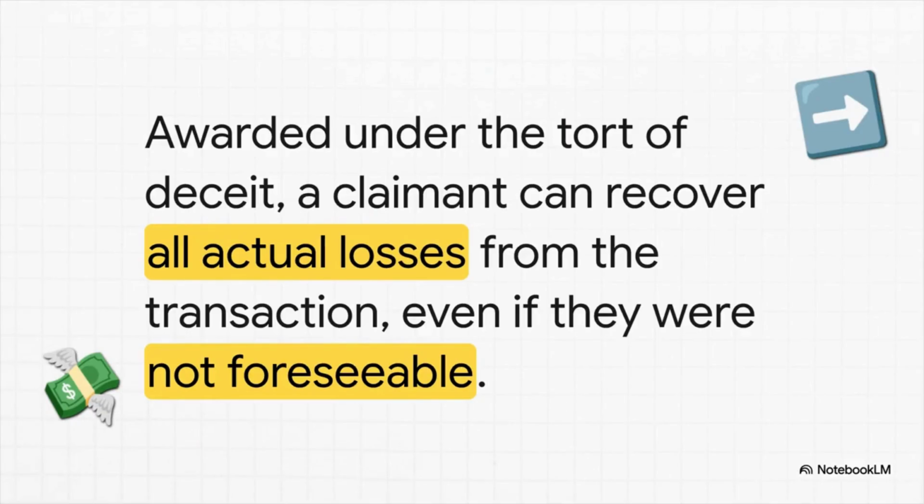And what about the money? The damages? For fraud, they're awarded under the tort of deceit, which just shows you how seriously the law takes this. The claimant can get back all of their direct losses from the fraudulent act, even if those losses were totally unforeseeable. This is way, way broader than what you'd get for a standard breach of contract.